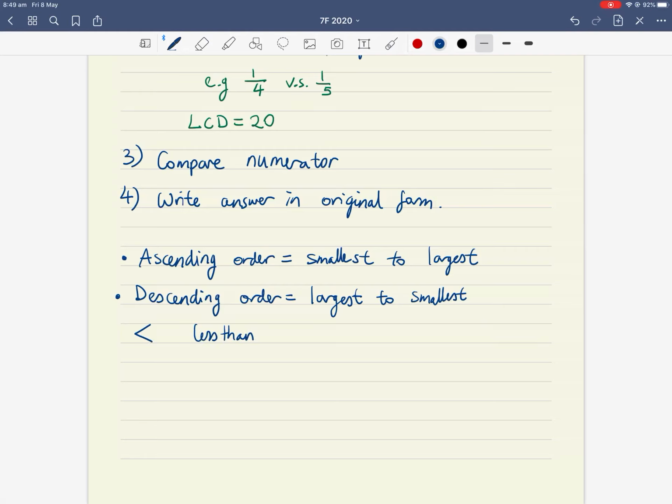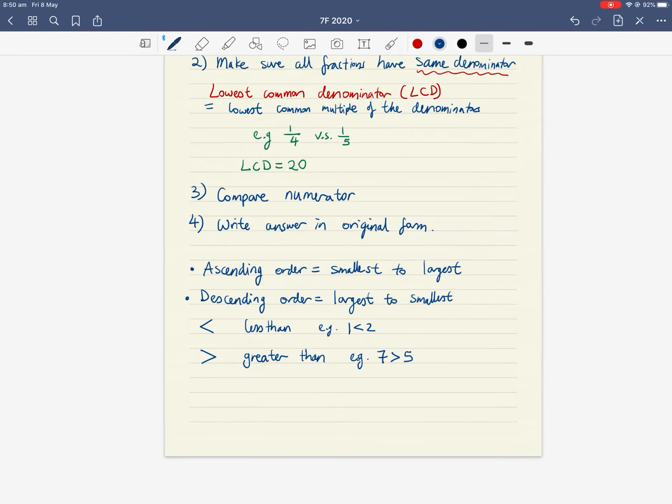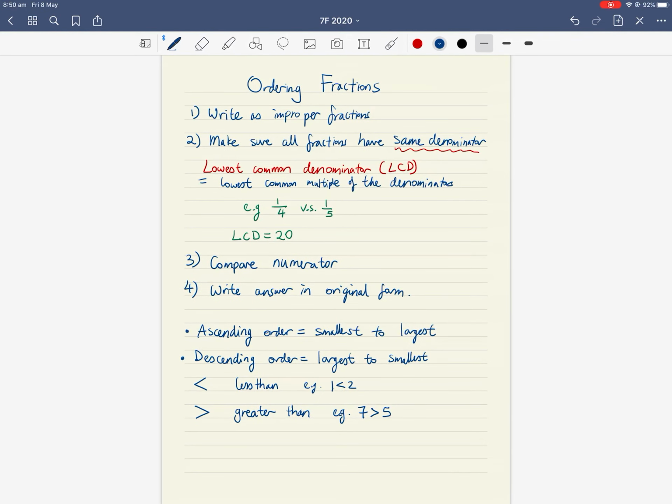So this means less than. For example, 1 is less than 2. If it points the other way, it's greater than. So for example, 7 is greater than 5.